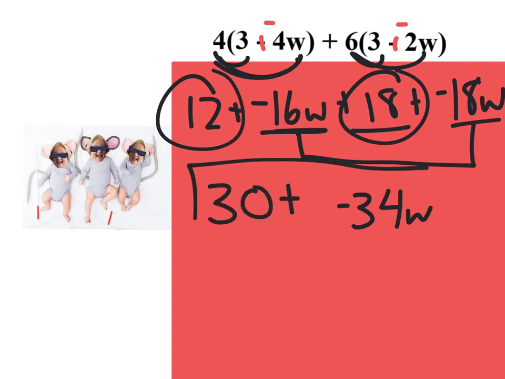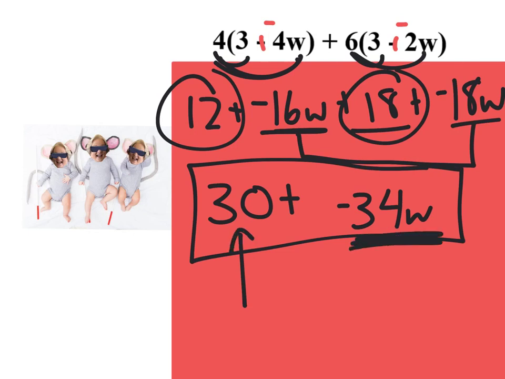This is what you consider a two-term algebraic expression. There's your constant. This is your variable term, of which -34 is the coefficient, and w, of course, is the variable. Can't solve it unless it's equal to something or we know what w is.